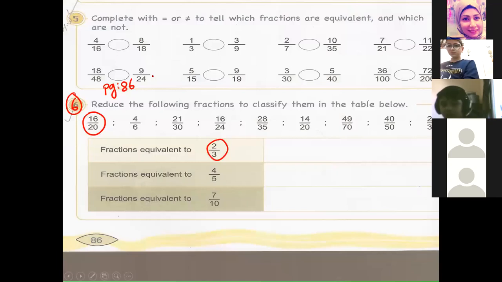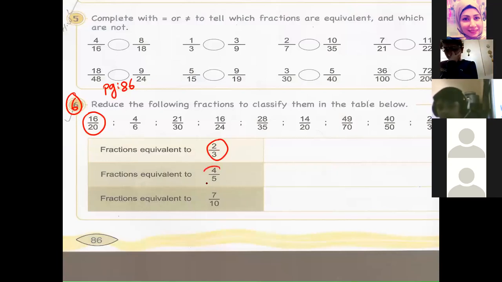2 times which number equals 16? 2 times 8, excellent. 3 times which number equals 20? 3 times 6, almost. Do we have a number we multiplied by 3 that gives us 20? No, there's a 21. So no relation between them, so non-equivalent. So 16 over 20 is non-equivalent to 2 over 3.